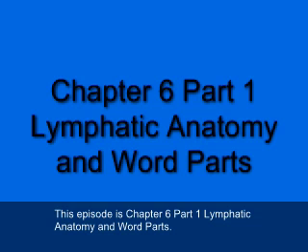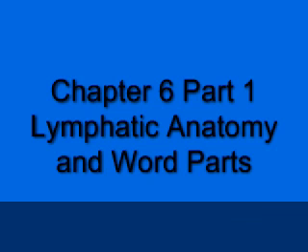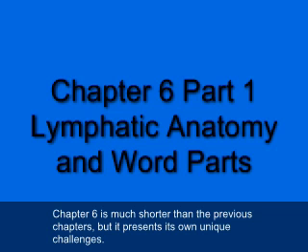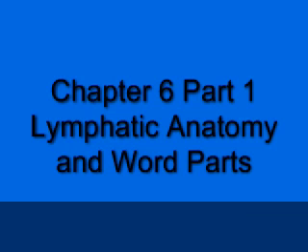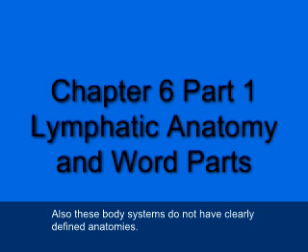This episode is Chapter 6, Part 1, Lymphatic System Anatomy and Word Parts. Chapter 6 is much shorter than the previous chapters, but it presents its own unique challenges because it actually covers two overlapping body systems, the lymphatic and the immune systems, and this overlap can be confusing. Also, these body systems do not have clearly defined anatomies.